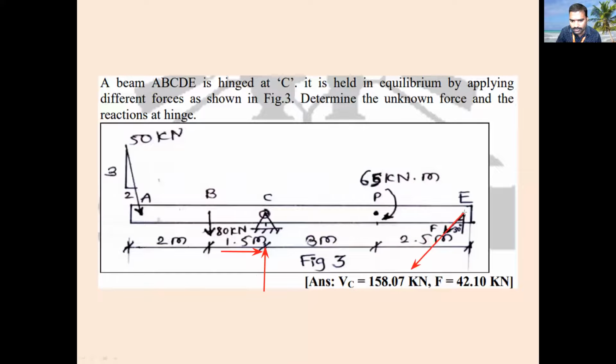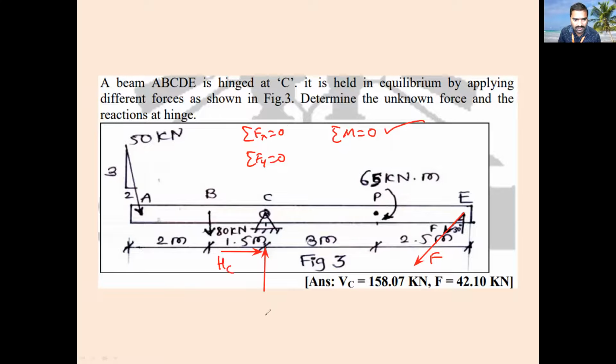Yes, sir. At C, there is a force. F force is there. He has given there is a force F. With this F, the beam is in equilibrium. It is in equilibrium means what? Sigma Fx is equal to 0, sigma Fy is equal to 0, and moment about a point is equal to 0. So I will apply moment about a point equal to 0, so that I will find one force.